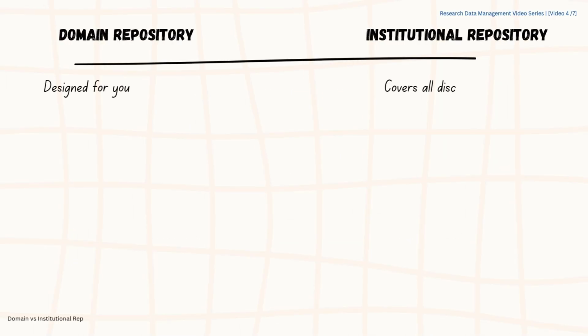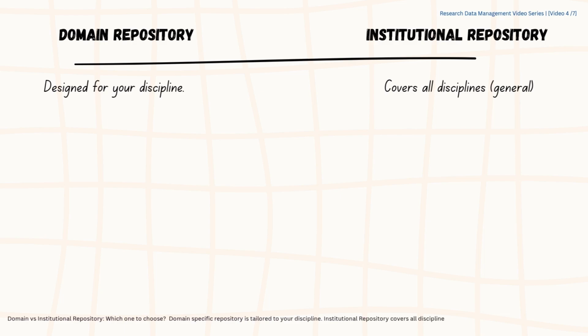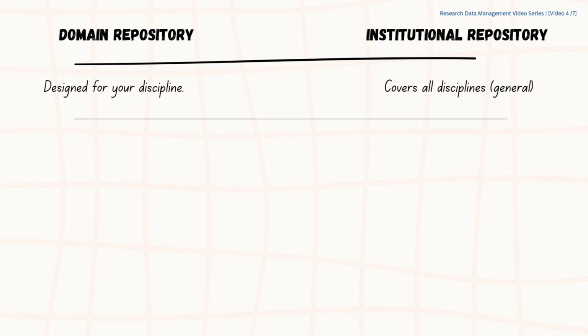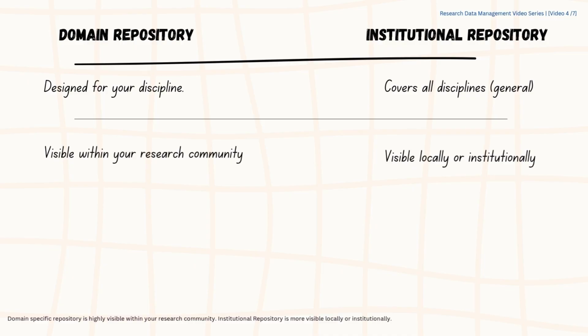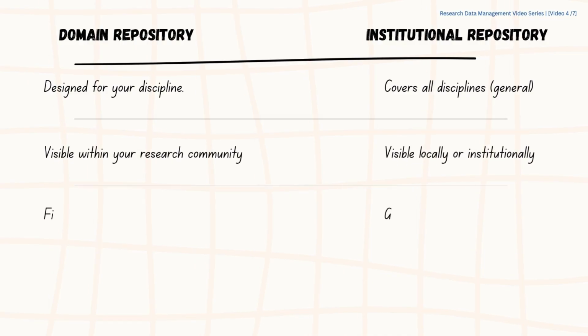Domain versus institutional repository. Which one to choose? Domain-specific repository is tailored to your discipline. Institutional repository covers all disciplines. Domain-specific repository is highly visible within your research community. Institutional repository is more visible locally or institutionally.